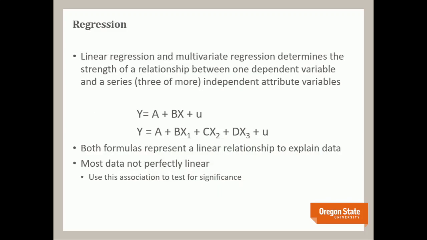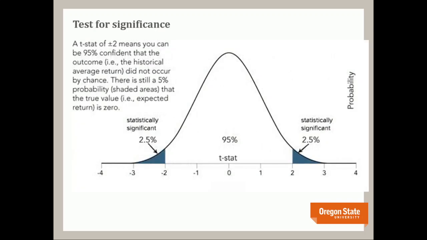Regression: linear regression and multivariate regression determine the strength of a relationship between one dependent variable and a series of three or more independent attribute variables. The models for the regression equation are presented here: y is equal to a plus bx plus u, or y is equal to a plus bx1 plus cx2 plus dx3 plus u. Both formulas represent a linear relationship to explain data. Most data are not perfectly linear, so we use this association to test for significance.